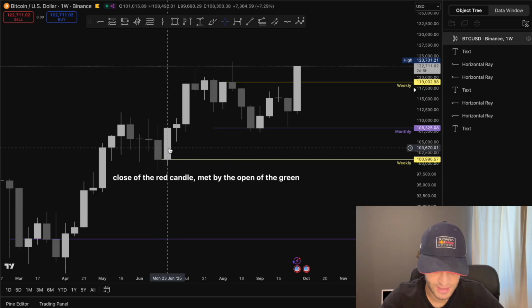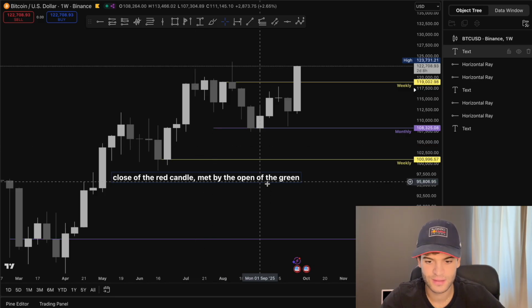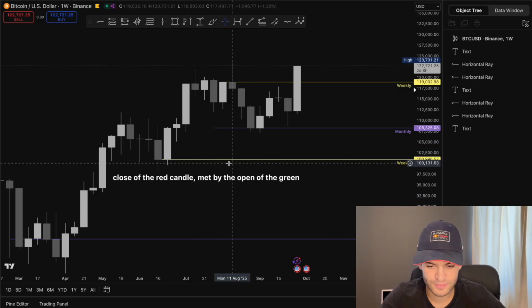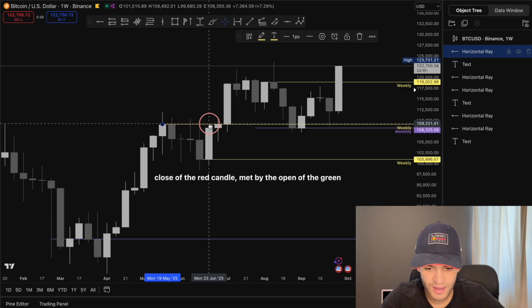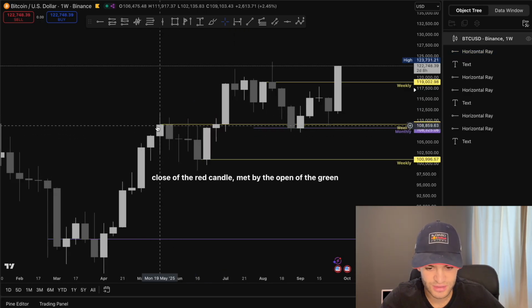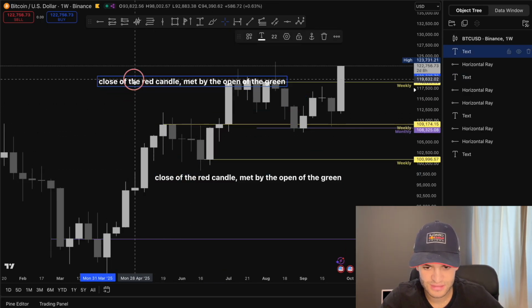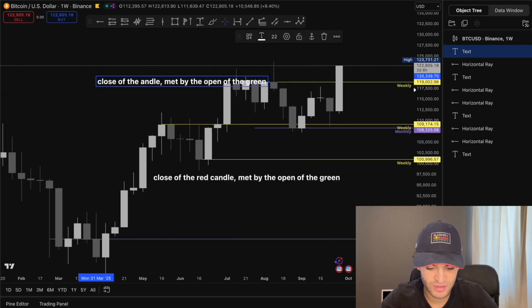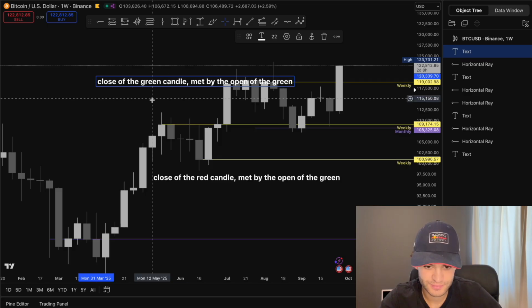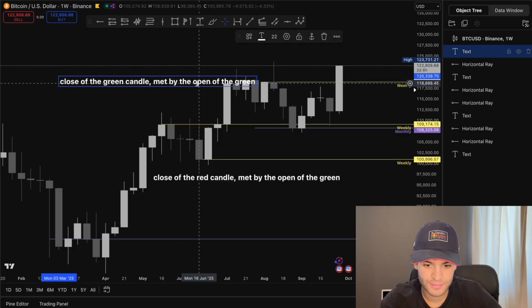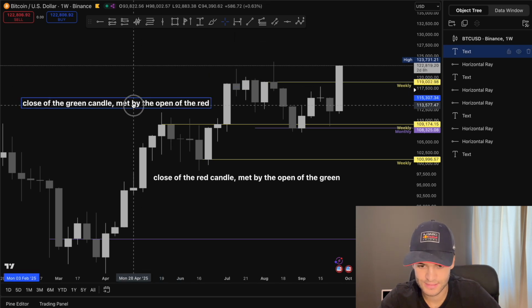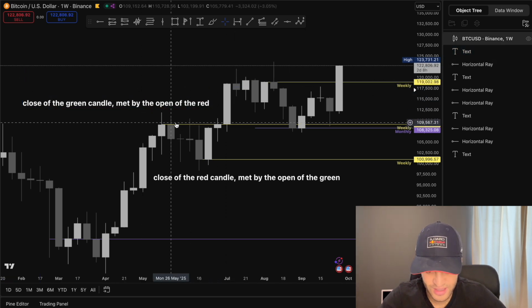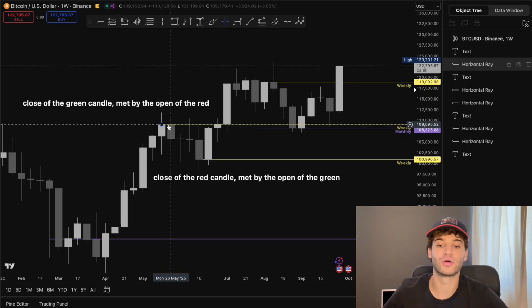Obviously, I have gray and I have white. I'll repeat this again. So that is our weekly level. We also had a weekly resistance right here because, look at this. This time we have the close of the green candle met by the open of the red candle. So this is visually what you have in order to trace a horizontal level.